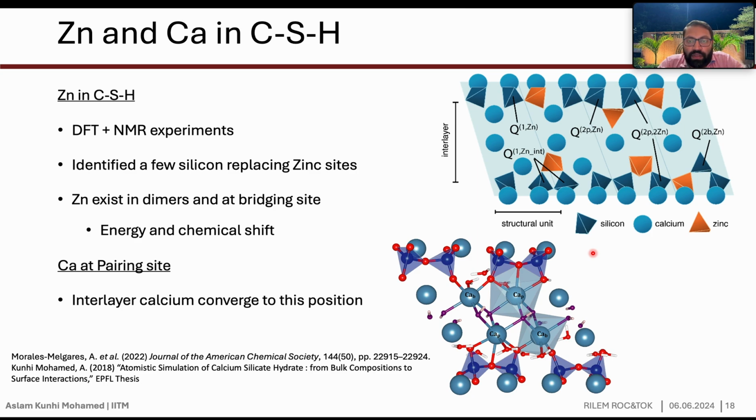Another calcium site we looked at from this brick model was something we called calcium at the pairing site, which is just below this dimer, which we have predicted using atomistic simulation so far, but haven't yet been able to validate with experiments because calcium NMR is very difficult to do. So just to illustrate how the atomistic simulations and the brick model and the understanding of the structures enable us to get more insights into the structure.